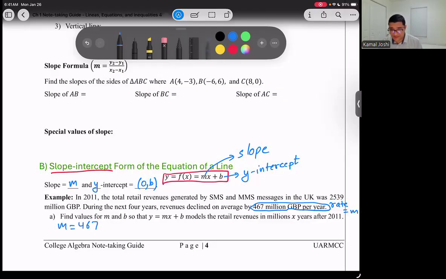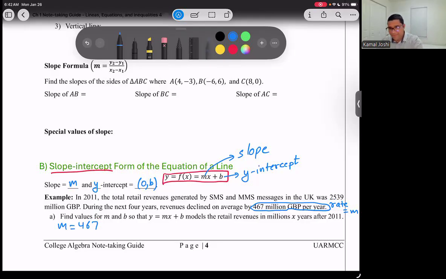Make sure to check the units. That is also given in millions. So our units now would be millions of dollars for the money, and for the time it will be year. So this is fine, otherwise you have to convert.